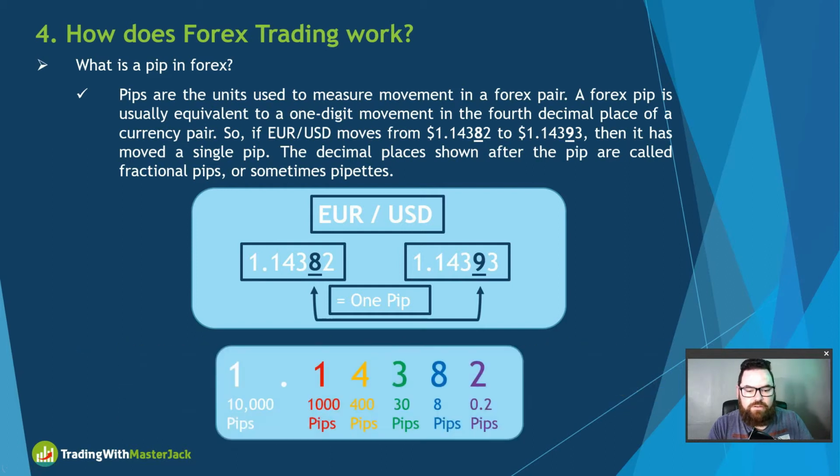Just to illustrate an example of the value of the pips, before the decimal place, 1 is represented by 10,000 pips. And after the decimal place, this 1 is 1,000 pips. The 2nd decimal place, the 4 is 400 pips. 3rd is 30 pips. 4th decimal place here is 8 pips. And of course, lastly, the 0.2 pips, or this can be called 2 pipettes, or known as fractional pips.